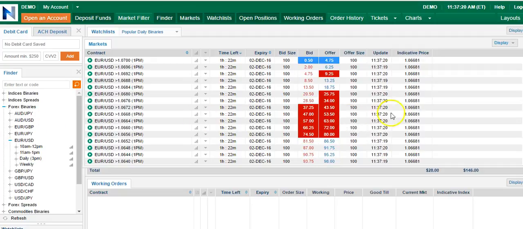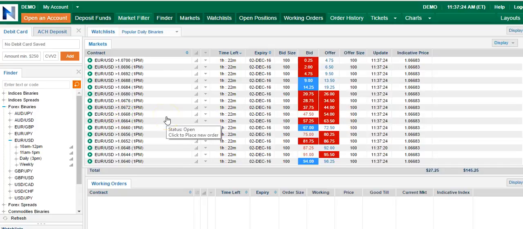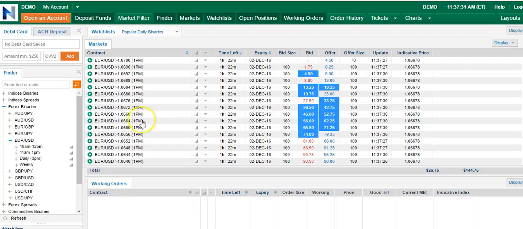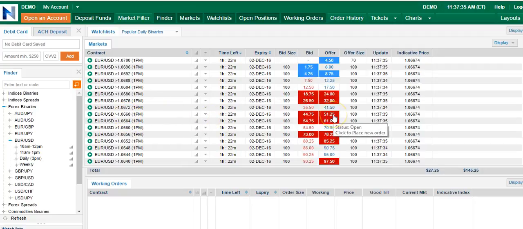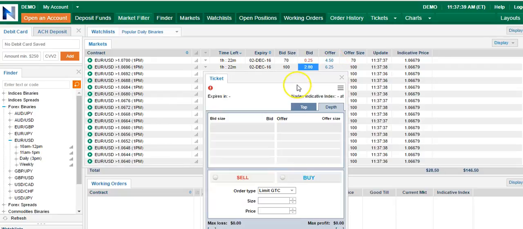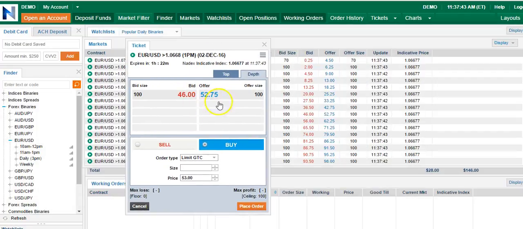But what I'm going to do is place this trade, the 106.68. Again, this is not based on any particular thoughts that I think it's going to go up or anything. It's just in this example. So I'm going to say I think it's going to be above 106.68. I'm going to click on the offer side or the blue side. A ticket is going to pop up, and this ticket is going to continue to move in the offer side.